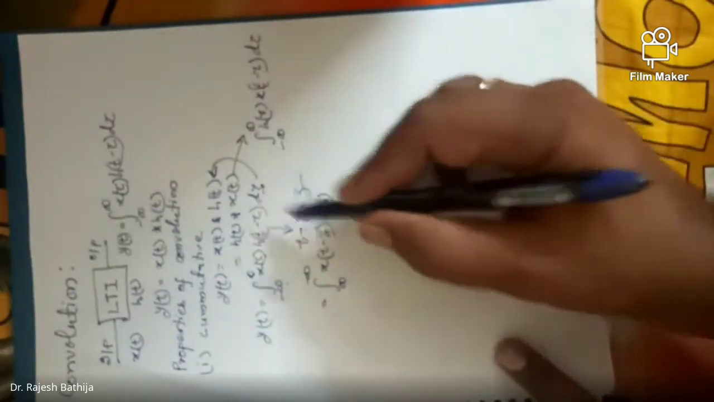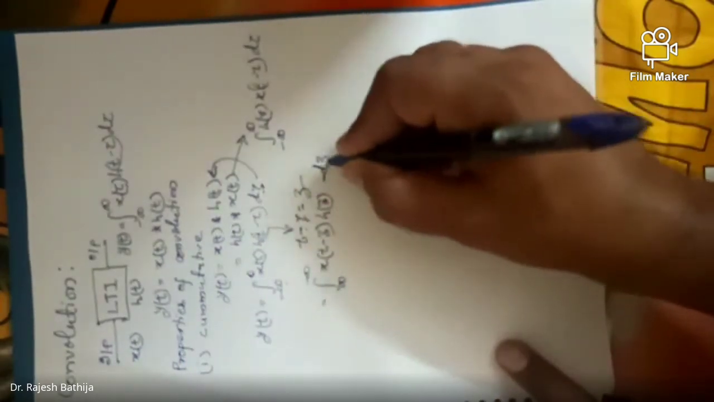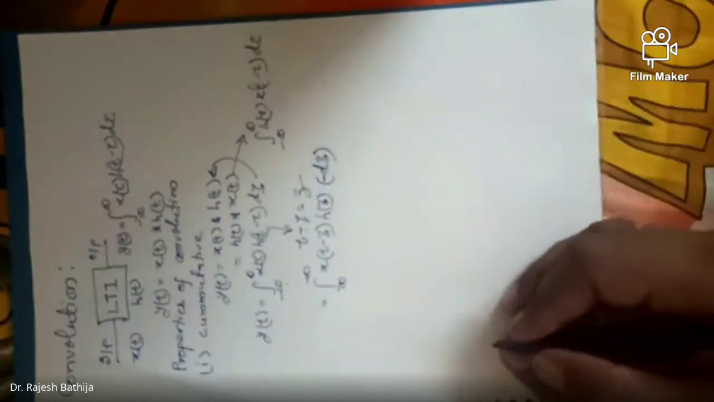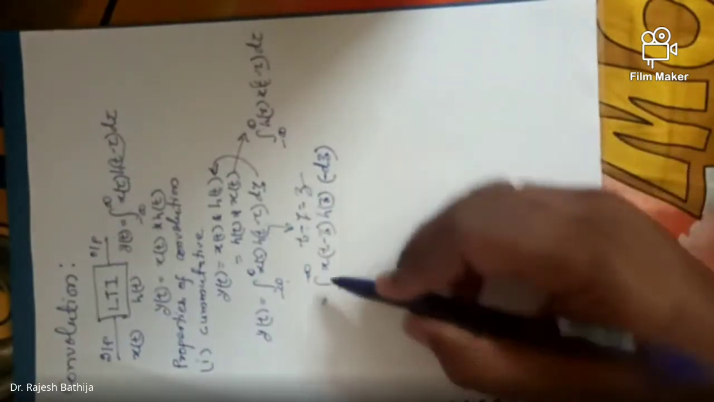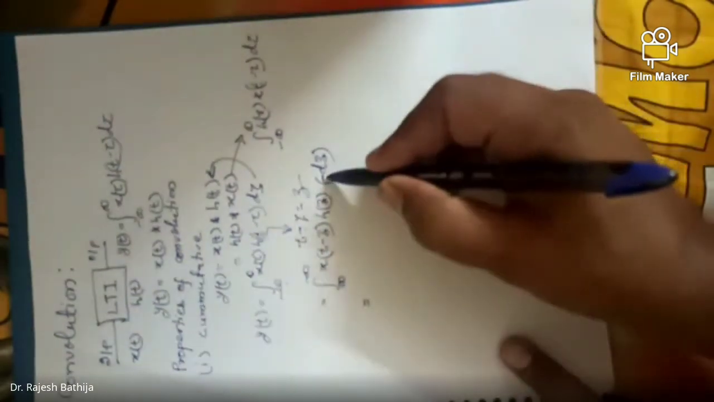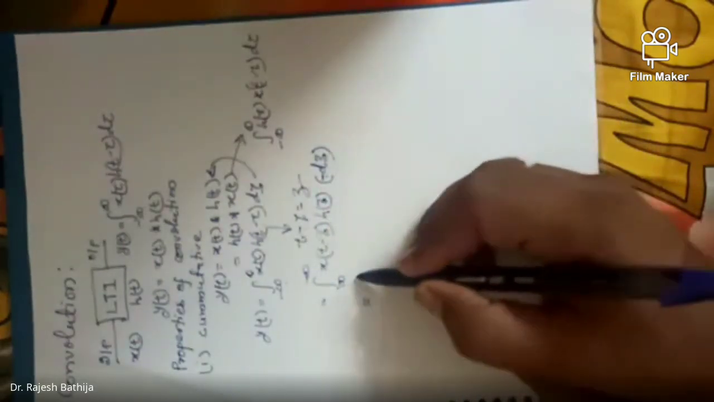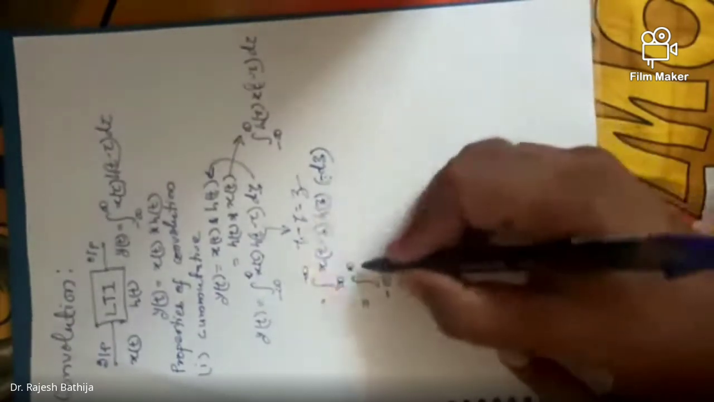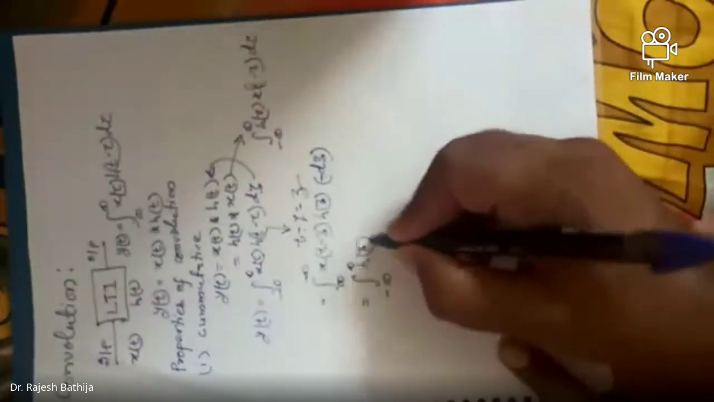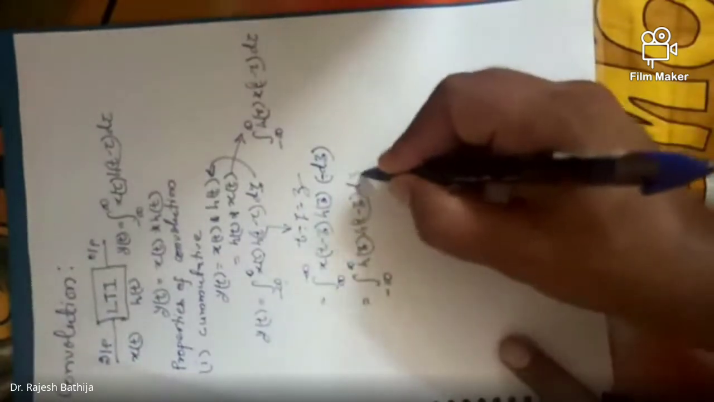And in place of d tau, it will be minus d zeta. Now this minus sign is used to restore the integral limits, from minus infinity to plus infinity. Then we write h of zeta, x of t minus zeta, and d zeta.